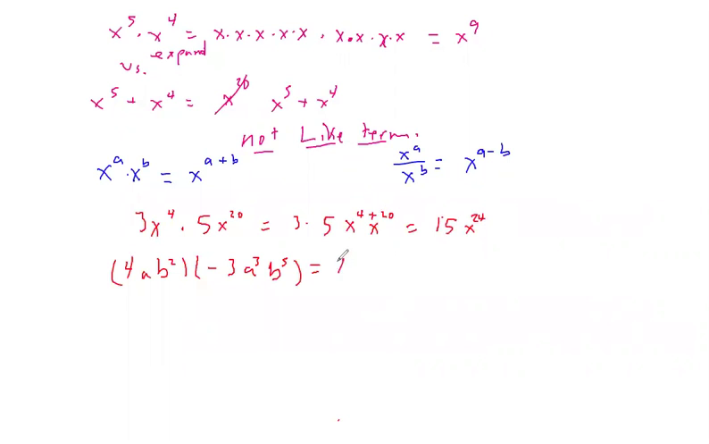Here, again, I'm going to separate them out. Now you can do this in your head if you want to. A times a cubed, b squared times b to the 5th. Well, 4 times negative 3 is negative 12. A to the, put a 1 there, a to the first times a to the third, a to the 4th, b to the 7th.